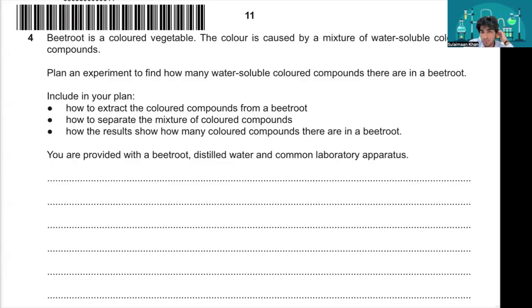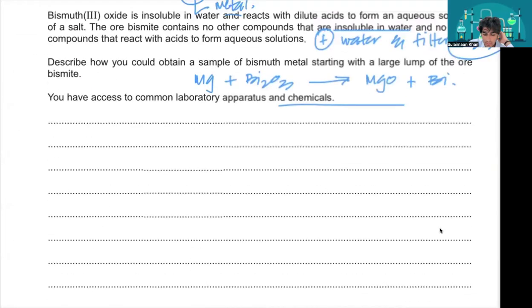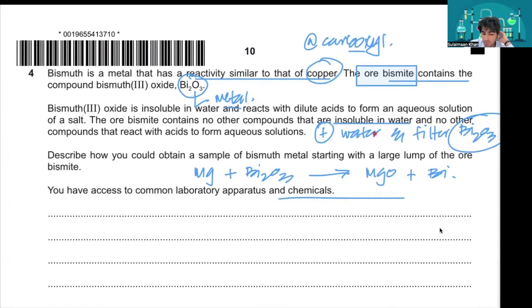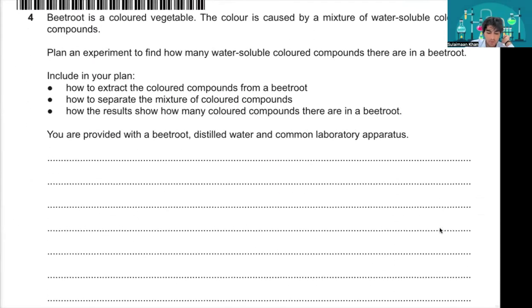No precautions. All the other compounds would not take part in the reaction because you've removed them initially. You added water, filtered it out. He's saying no other compounds in bismuth are insoluble in water, which means all the other compounds are soluble. He's written it indirectly. No other compounds are insoluble, which means all the others are soluble. Make sense? Yes, dissolve, not always, but in this case, yes. Done, easy. Move on to beetroot.